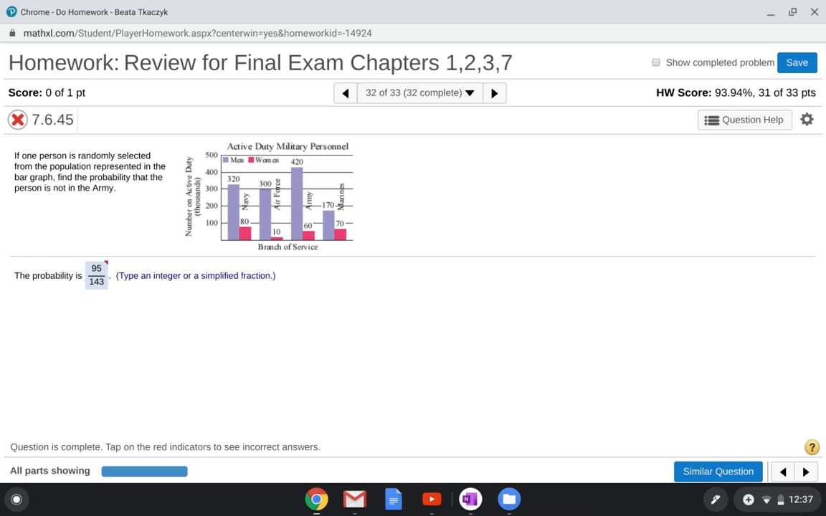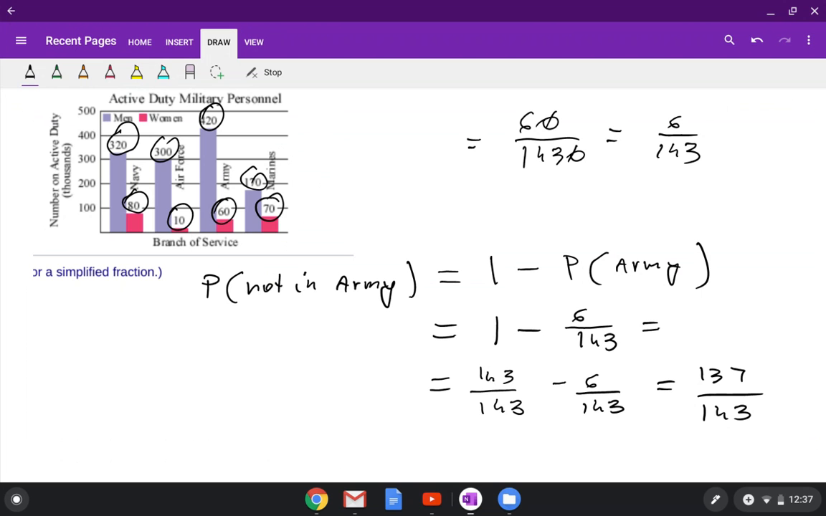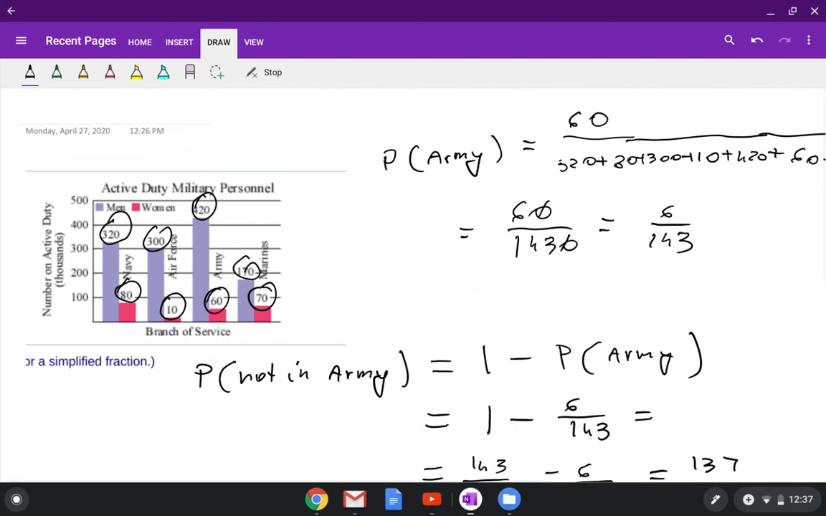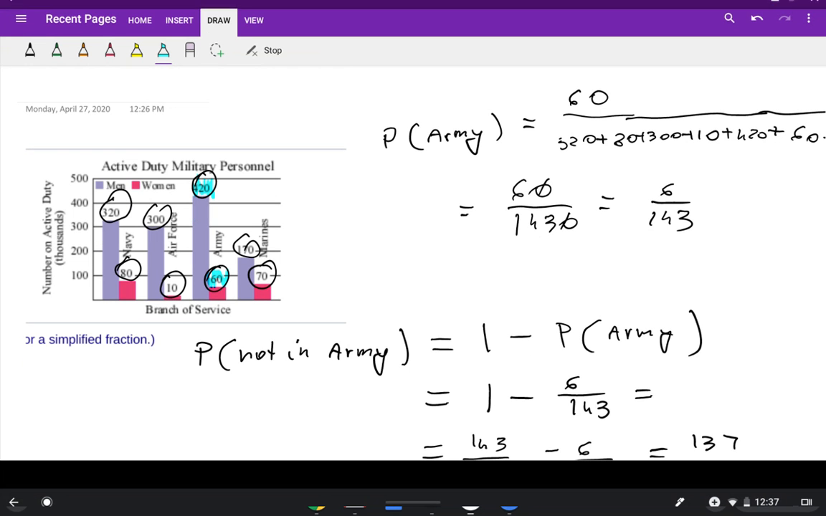So what I did here, let's go back to, okay, this is my mistake. I found the probability that the person is from the Army. Look what happened: I only put 60, but when we talk about the Army, we have 420 men and 60 women. So I forgot to add 420. Let's just fix that mistake.